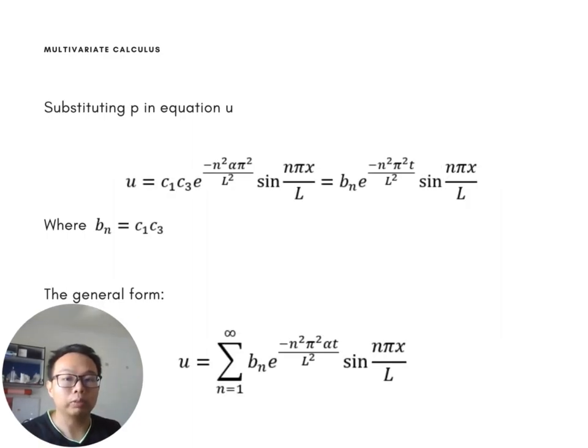And now we will substitute the P that we will get from the previous slide back into our temperature equation U. So we will get an equation like the above. To simplify, we will give a simple variable to represent the same constant. In this case, we will put a Bn. So below here is the general form of our temperature equation.